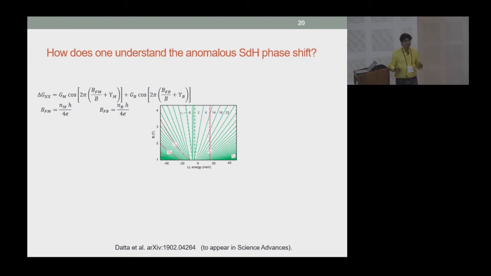These are thermodynamic quantities. You will see oscillation with some amplitude, which relates to the Fermi surface area, and there is a phase associated with it. But if I have two bands, I have to write down the oscillations related to it, and their individual band densities will have to be plugged in.